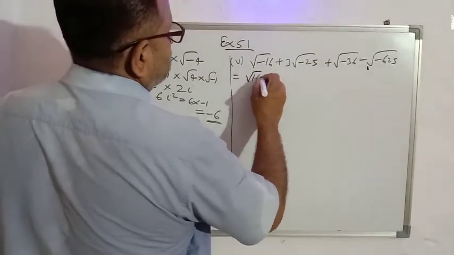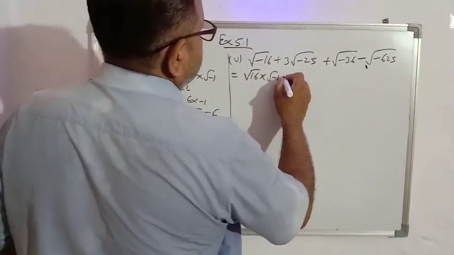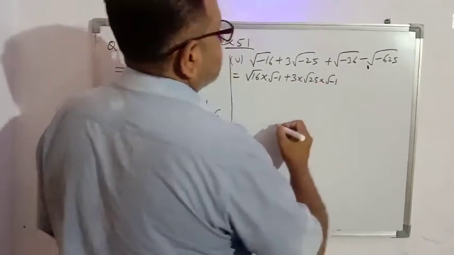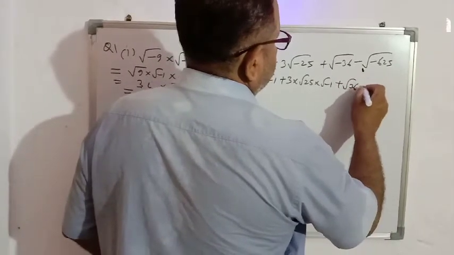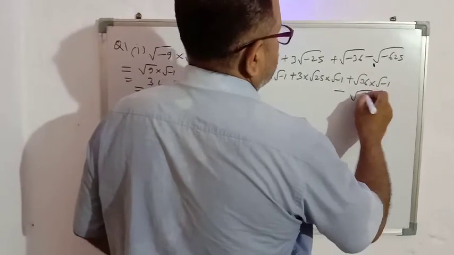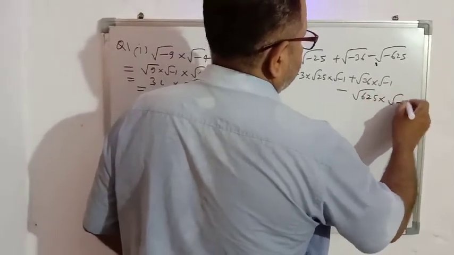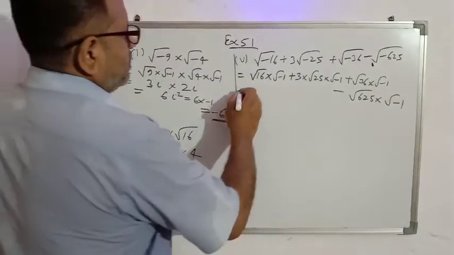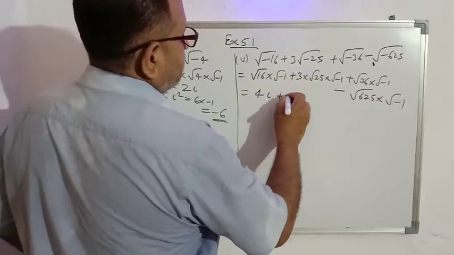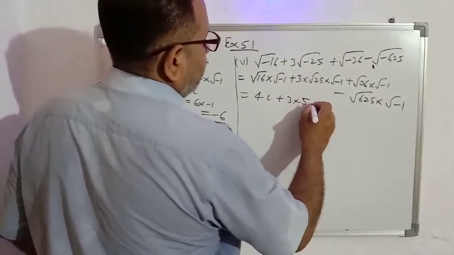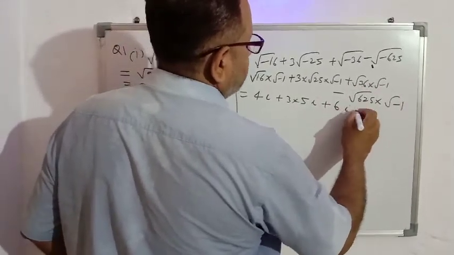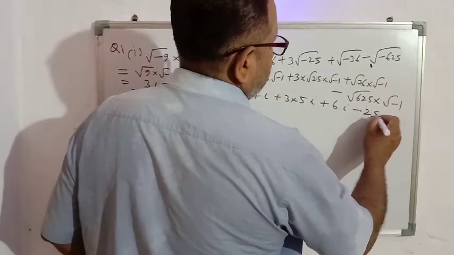Again we can write root 16 into root minus 1 plus 3 into root 25 into root minus 1 plus root 36 into root minus 1 minus root 625 into root minus 1. Square root of 16 is 4. Root minus 1 is i. Plus 3 square root of 25 is 5i, plus square root of 36 is 6i, minus square root of 625 is 25i.